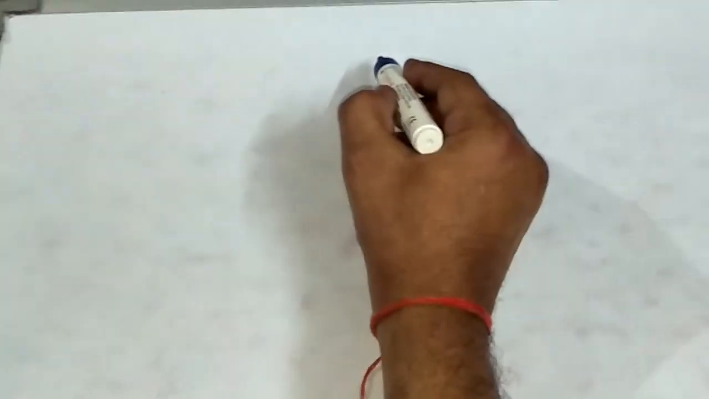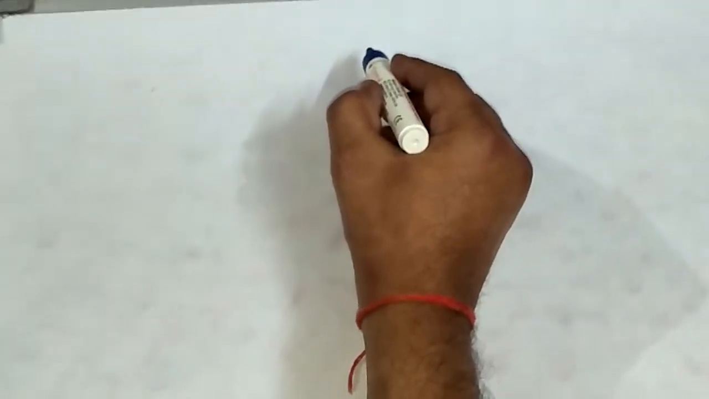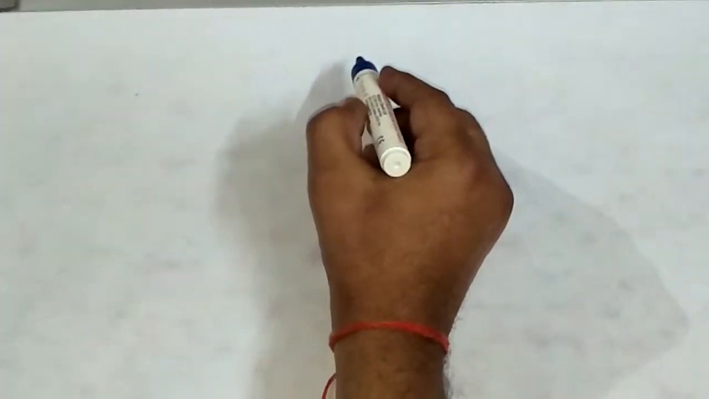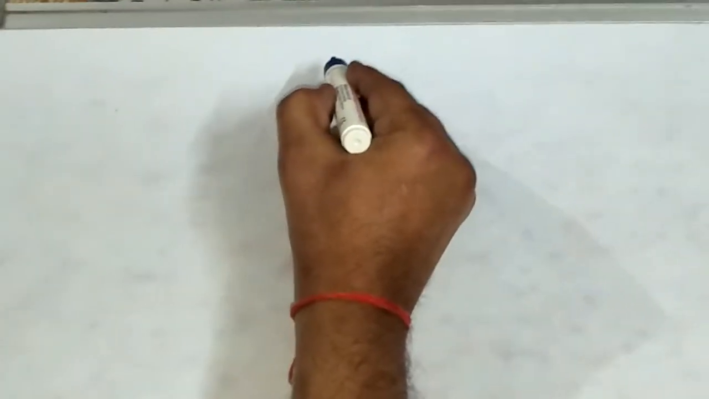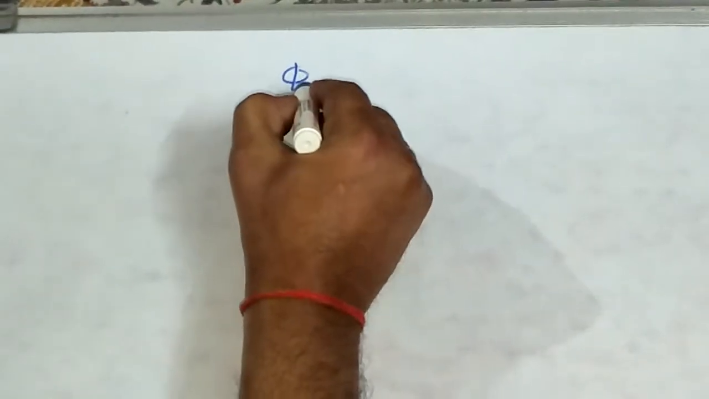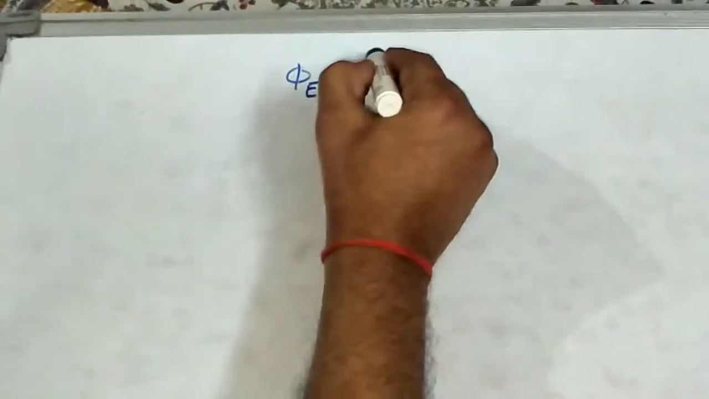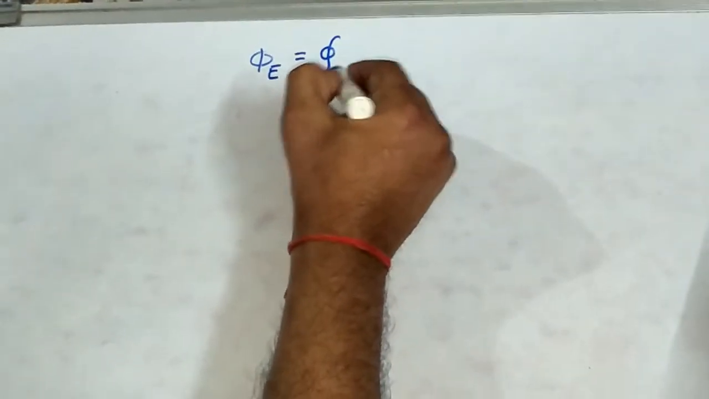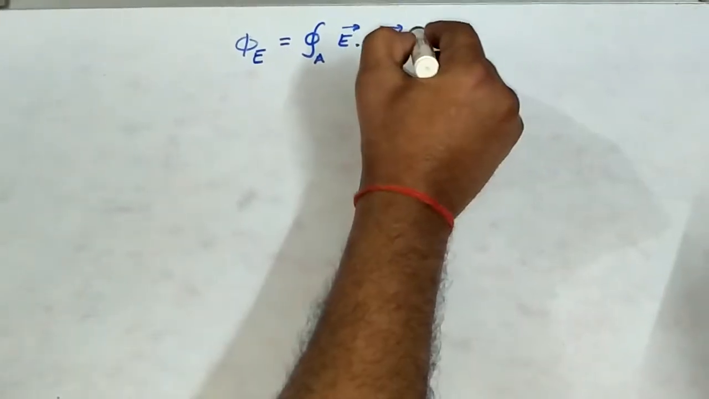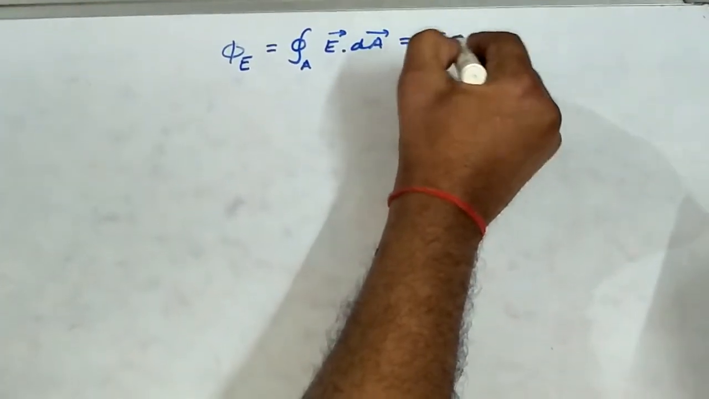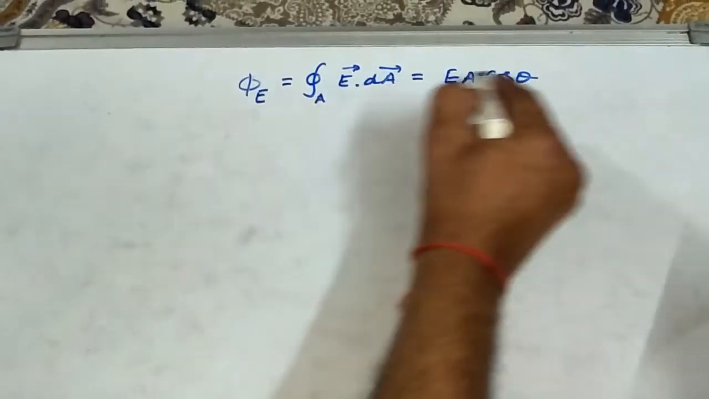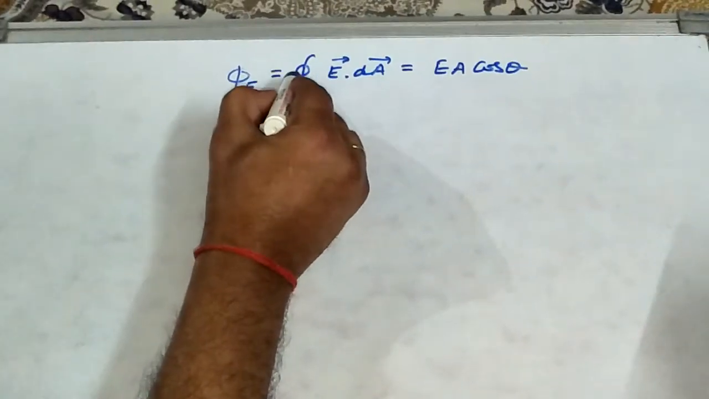In this video, I am going to tell you about some important points regarding electric flux. In the previous video, I already discussed that when a closed surface is held in an electric field, then the electric flux passing through that closed surface is given by phi E equals the closed integral of vector E dot vector dA, and this is equal to how much here? E A cos theta.